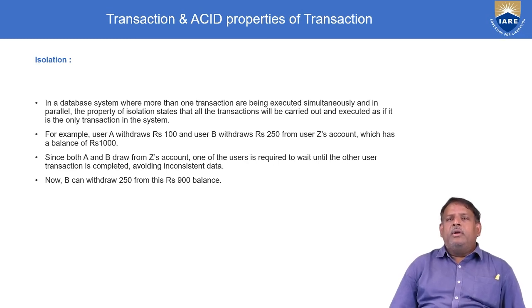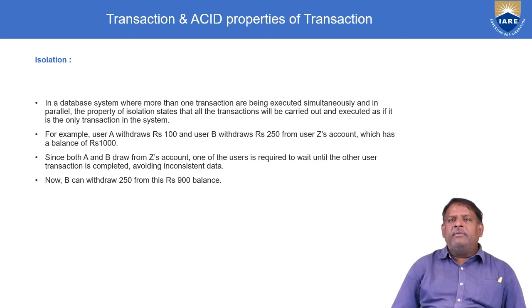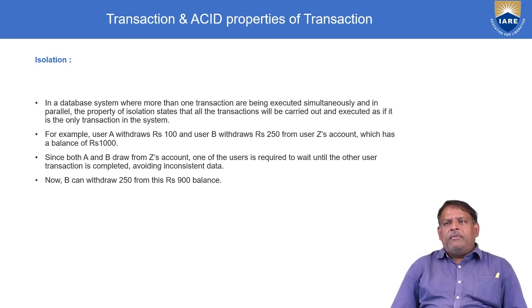First A will withdraw 100 rupees. Till then, B has to wait. After A is completed, the balance is 900. Now B can withdraw 250.